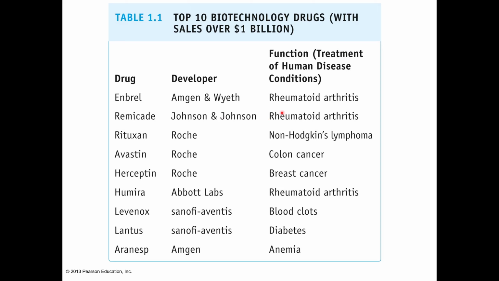Remicade by Johnson & Johnson for the same rheumatoid arthritis. I wonder how the treatment efficacy compares to these 2 products. Rituxan by Roche, non-Hodgkin's lymphoma. Avastin by Roche, colon cancer. Herceptin for breast cancer. Humira for rheumatoid arthritis. That's another very expensive and very commonly dispensed medicine within the pharmacy. Lovenox, Sanofi Aventis for blood clots. Lantus. This was extreme.